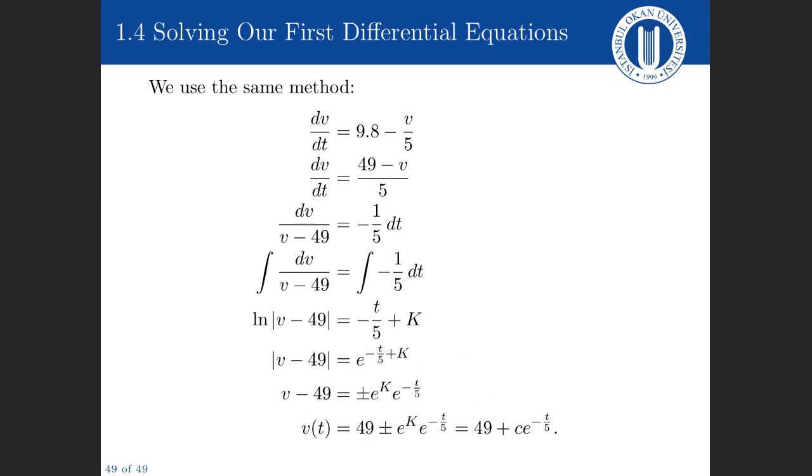To finish, we use the same trick that we used before. Let me finish this and then I'll go through the whole thing again. Instead of writing plus or minus e to the power k, we can just give this a new name and write c.